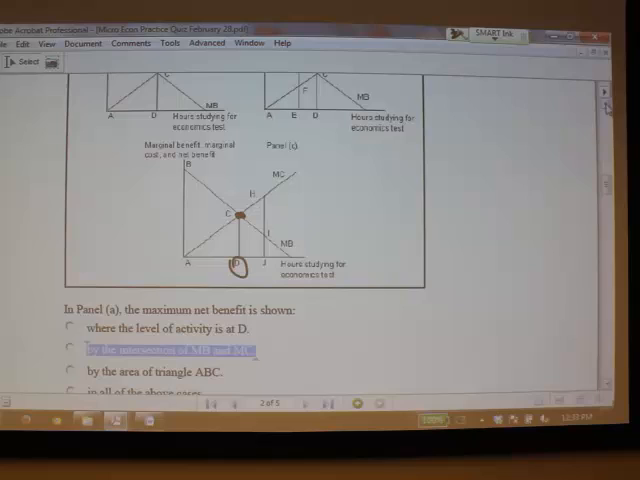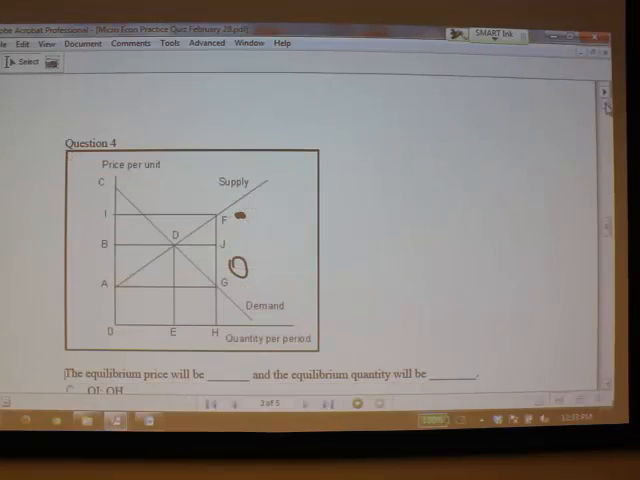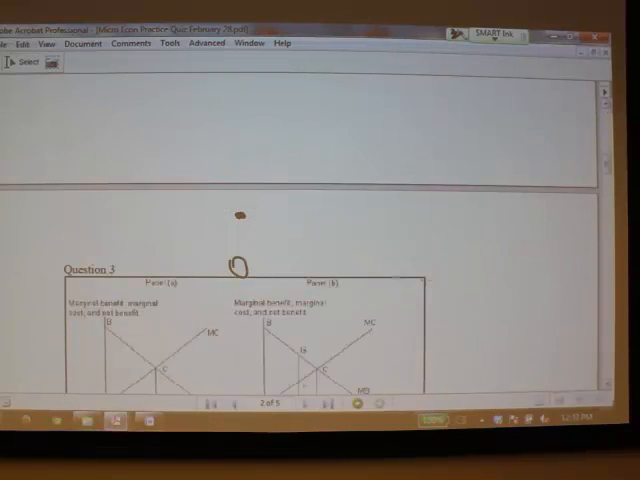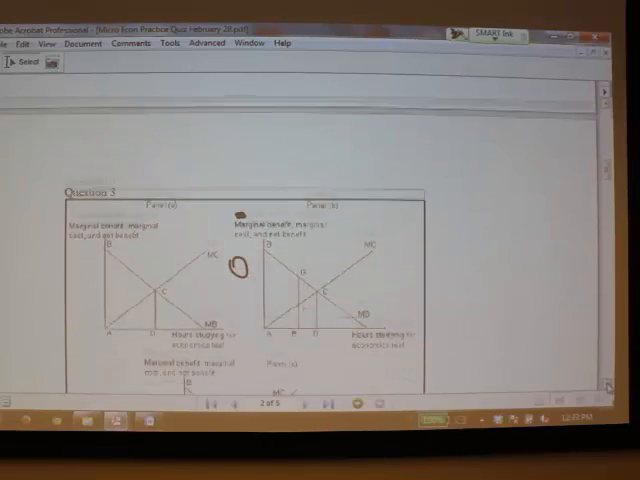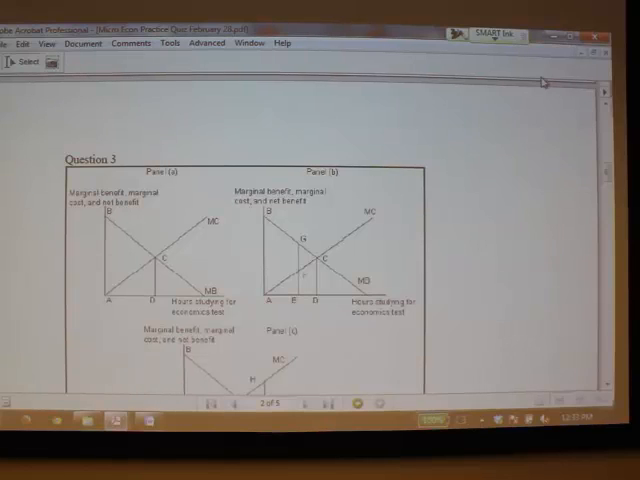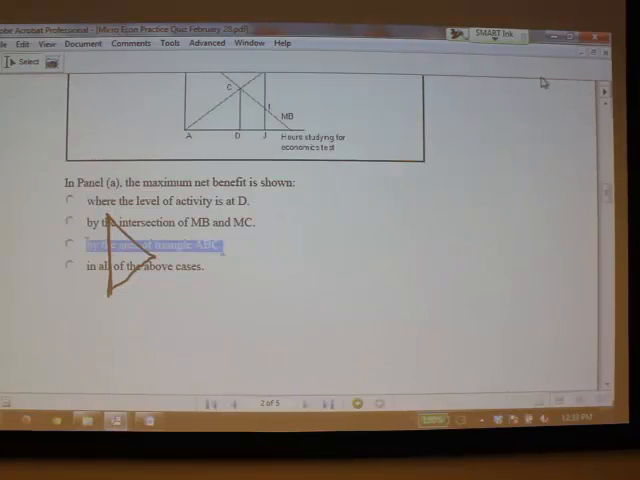Therefore, hopefully C is also true. Otherwise, you can't be all of the above. But let's just check it. By the triangle ABC, the triangle ABC is this here. And we already said, so it goes like this. Why is it ABC? It's A to B, C. And then you have to just remember to go back to A. So this is the whole area of net benefits. And so all of the above is the right answer.